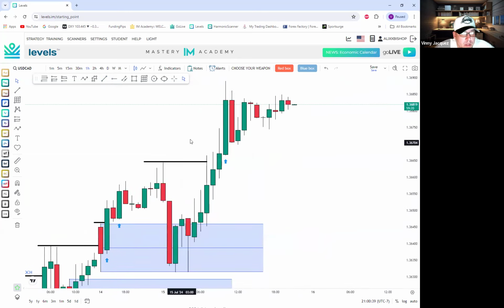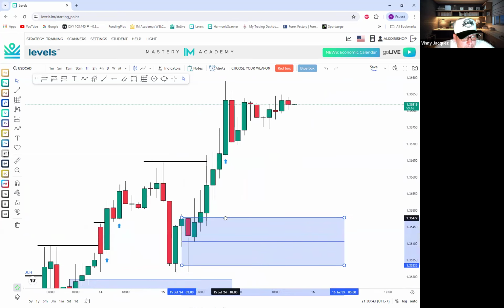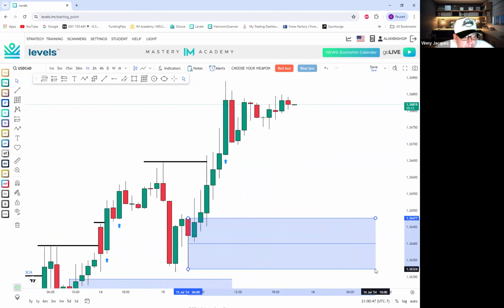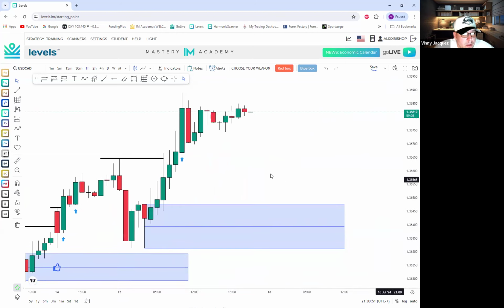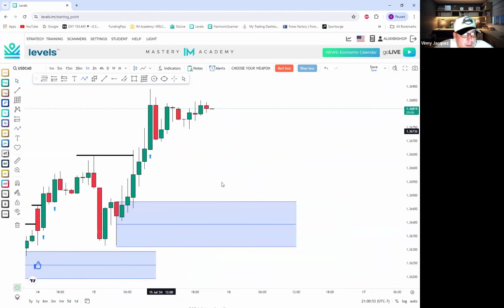So where's my starting point? Levels is letting me know we have a breakout rally. My starting point right here. And market's chilling right here right now. So right now, this would be the closest buy opportunity with USD CAD.